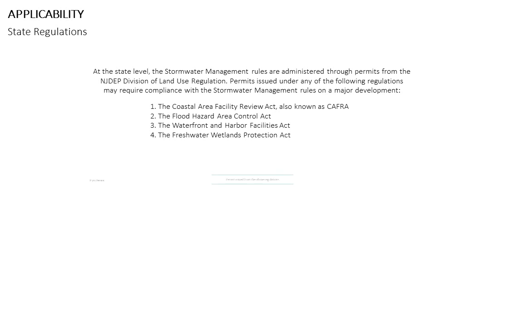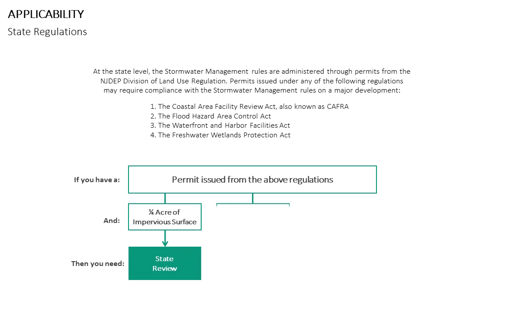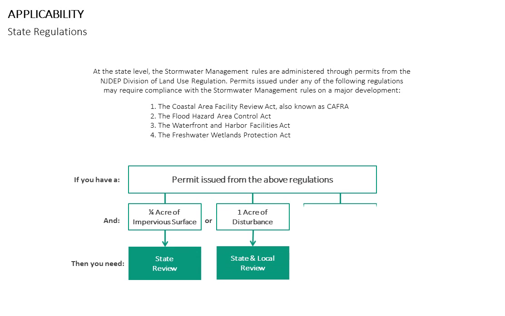As shown in the diagram, developments requiring one of the above permits which meet only the threshold of 1/4 acre of additional impervious coverage will be reviewed only by the Division of Land Use Regulation, as this trigger does not apply to local regulations. However, if the development meets either of the state triggers for major development and a local trigger for major development, the project must be reviewed by both entities.